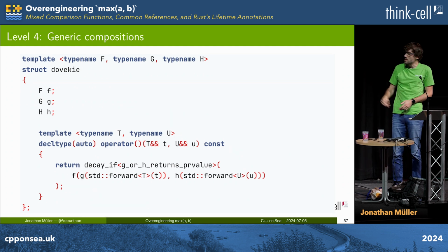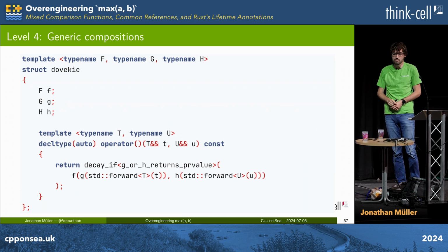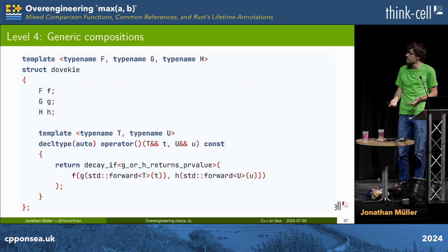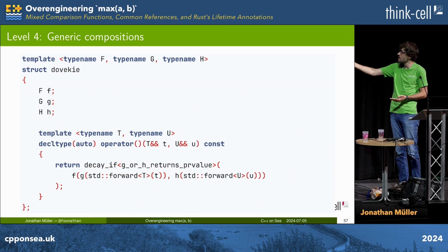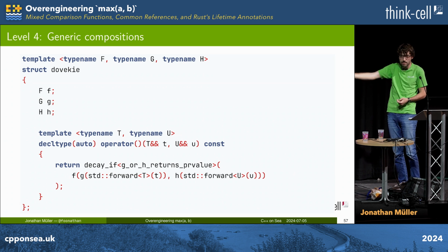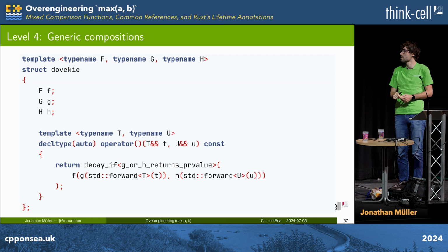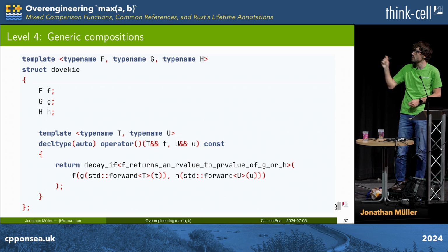But what if, let's say H is the identity function, and F is a function that always returns the second argument, and G returns a PR value. Then we don't need to decay, because we create a PR value, but we just throw it away, and we only return an R value reference to the R value reference that we passed in via U, passed in through the identity function, which is F. Right, so then we don't need to decay it. We only need to decay if F returns an R value to a PR value returned from G or H.